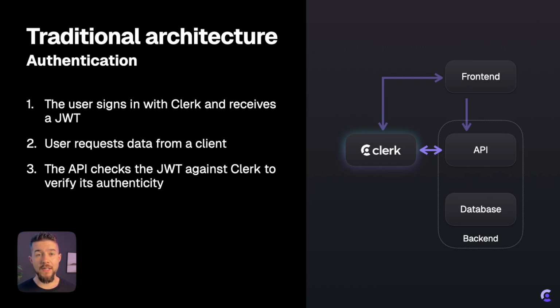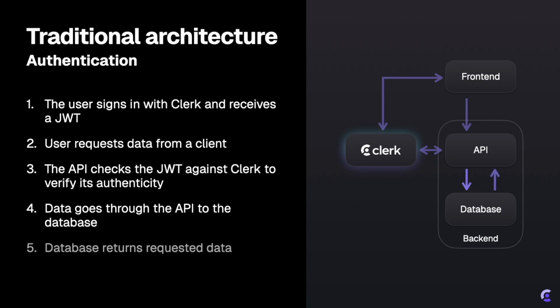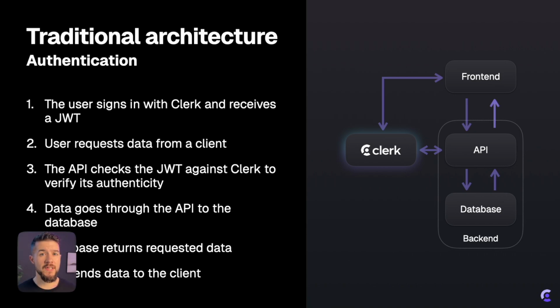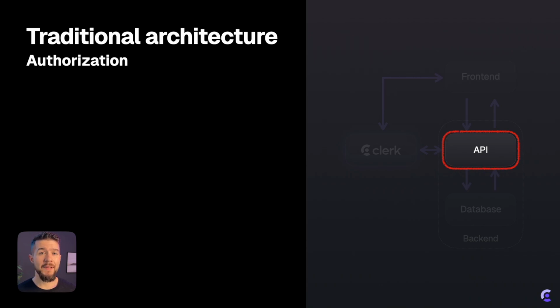Assuming that everything is indeed valid, the entire process continues on just like you saw before. The API will request data from the database, the database will return data to the API, and the API will then send that data back to the caller. Now let's touch on the authorization side of things, which is the process of making sure that a user only has access to the things they're supposed to have access to. And this process of validating authorization rules typically happens within the API in this configuration.